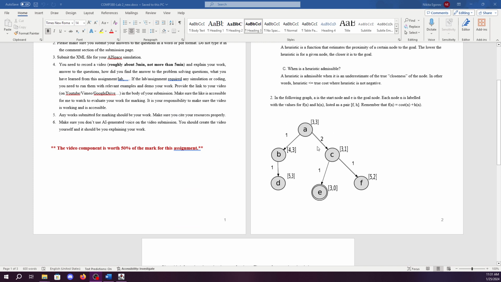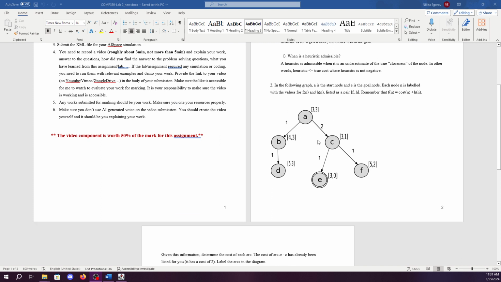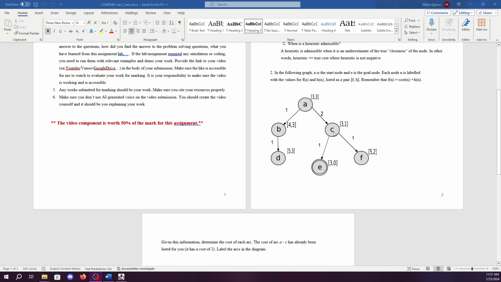Question 2 gives us this graph and asks to determine the arc costs. The only arc cost that is given is this 2. These other ones I have filled out. That is pretty easy to calculate. All you have to do is take this f of n, subtract the heuristic value from it, and the difference between these two has to be the cost of getting from the start to that node.